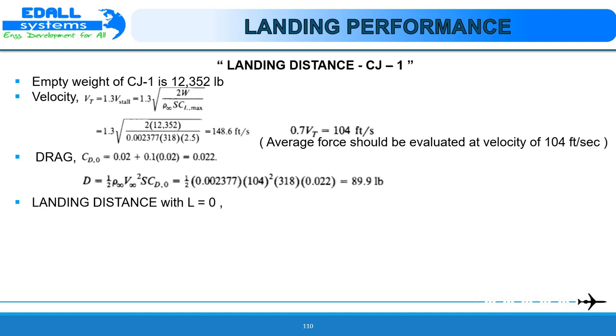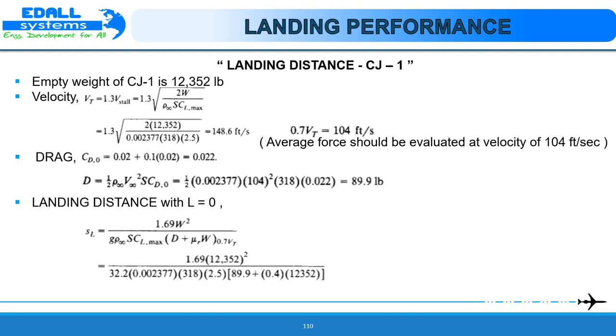The landing distance with L equal to 0, substituting in the formula of 1.69 W squared divided by g rho infinity S CL max into D plus mu r W evaluated at 0.7 Vt, we get landing distance is equal to 842 feet.